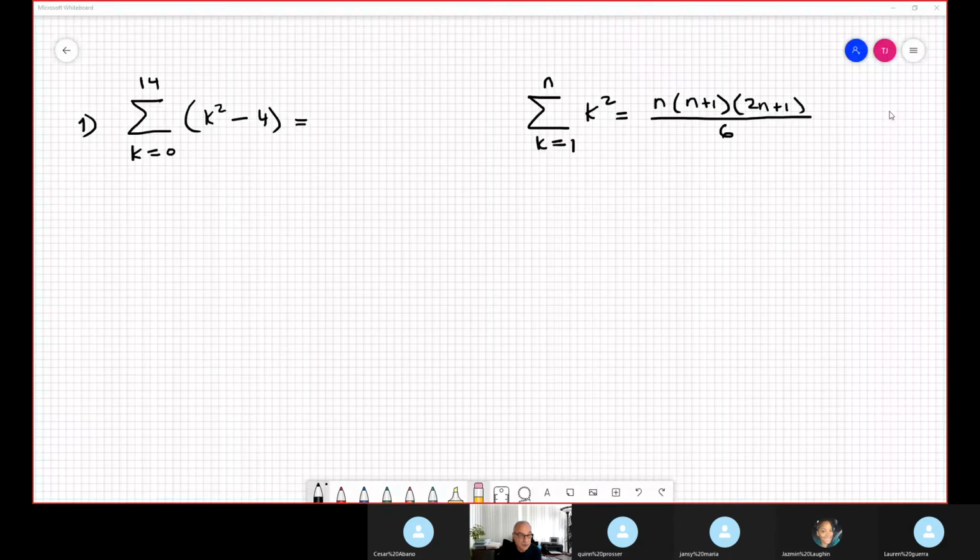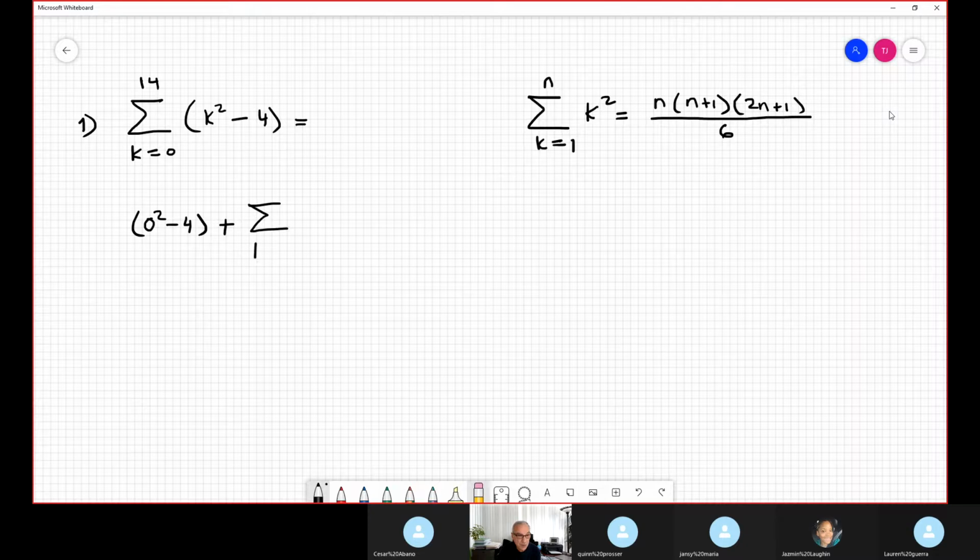Si k es 0, entonces 0 squared minus 4, ¿no? This is for k equals 0. Plus, and the rest is k 1, 2, 3, 4, 5, 6, 7, up to 14. But no, you don't want to expand totally. No, I copy like that: sigma, k from 1 to 14, of k squared minus 4. Okay?